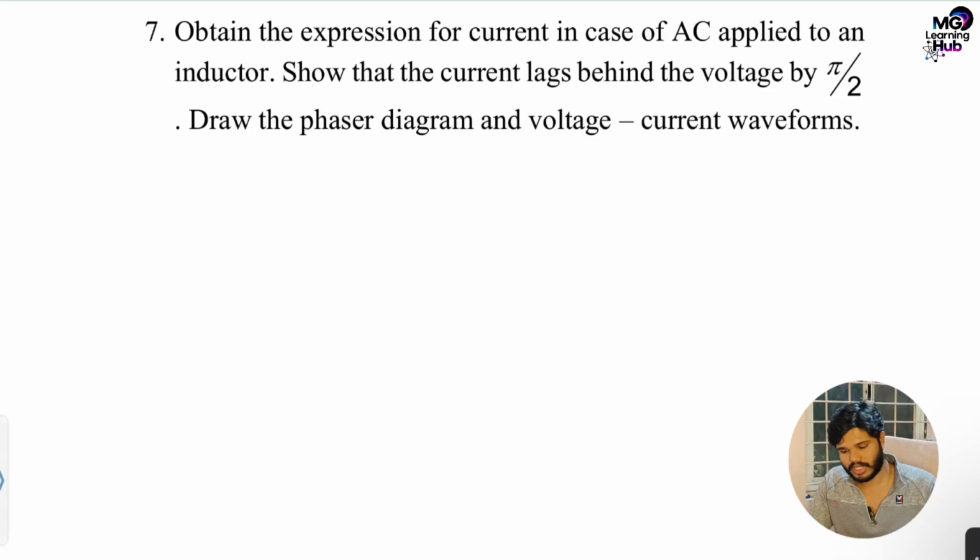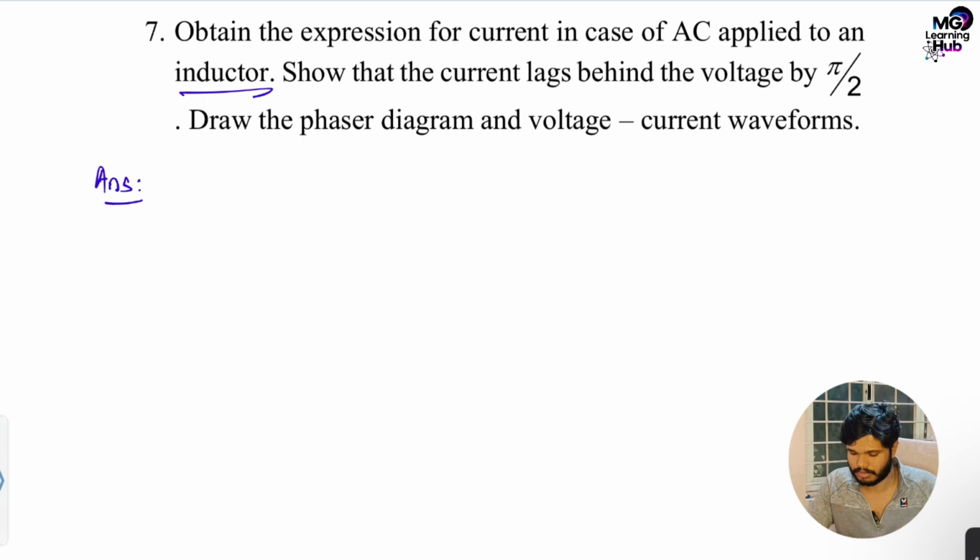Another 5 marks question: obtain the expression for current in case of AC applied to an inductor. Show that the current lags behind the voltage by pi by 2. Draw phasor diagram and voltage current waveforms. So they ask either AC applied to an inductor or AC applied to a capacitor. Let us see what comes in the inductor case.